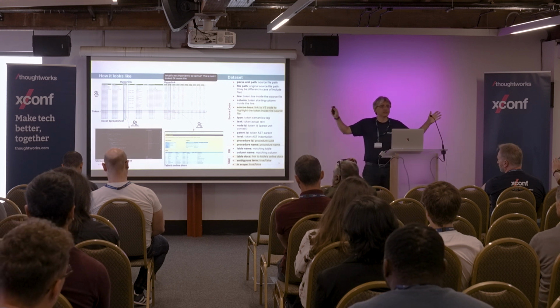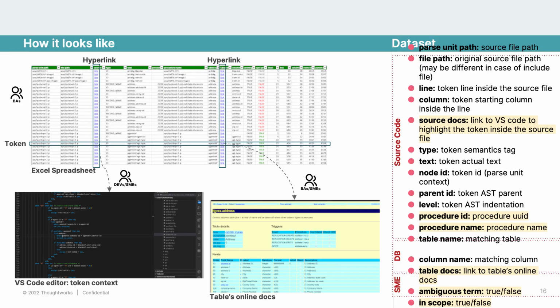So you have a standard spreadsheet with a data set like this. As you can see in the Excel file, there was information extracted from the source code, the one that we saw at the beginning of the talk. But we also merged information extracted from the DB catalog and the SME knowledge. All this information together provides a good starting point for everyone.